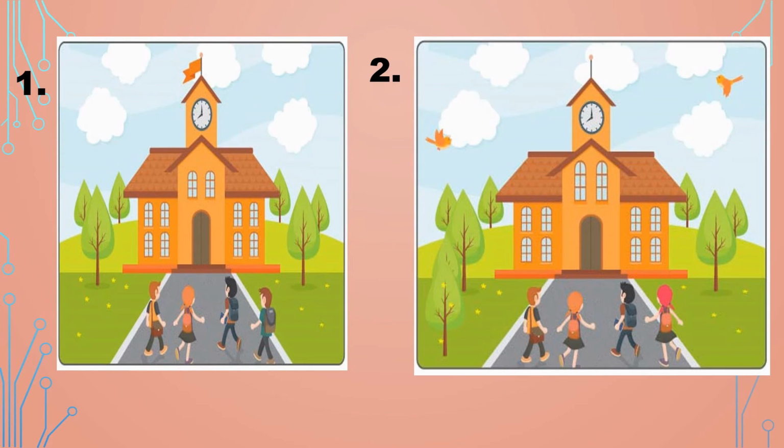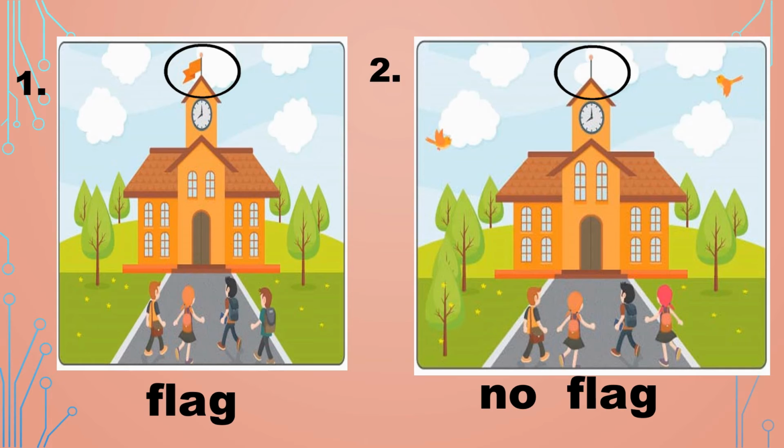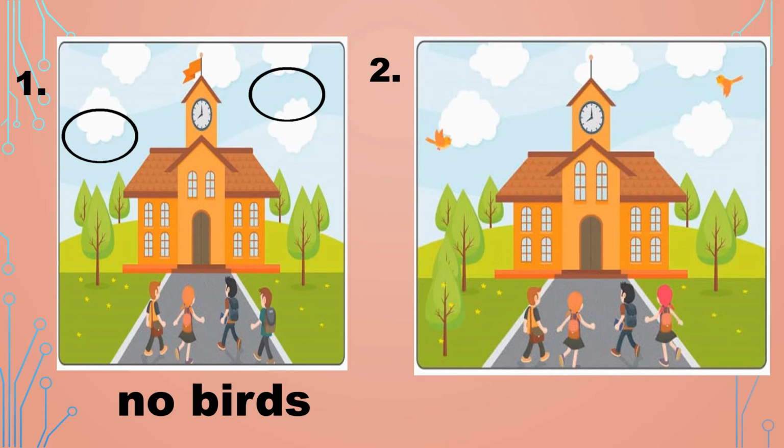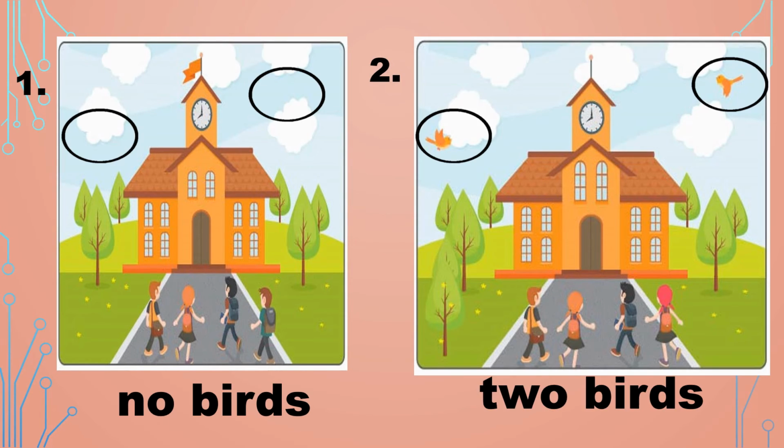Now student, observe the first picture. In first picture you can see there is a flag on the top of the school building, whereas in second picture there is no flag on the top of the school building. Now student, in first picture you can see there are no birds flying in the sky, whereas in second picture there are two birds flying in the sky.